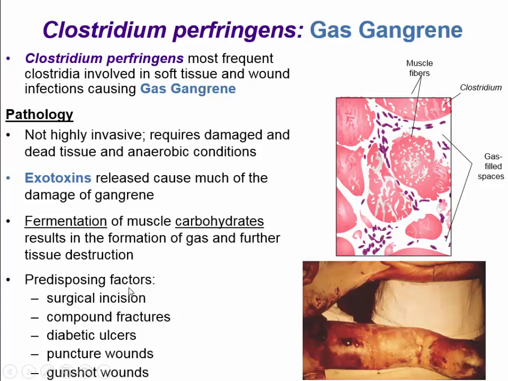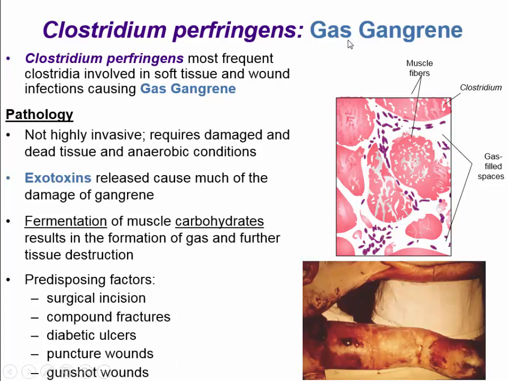And so predisposing factors are necessary for you to have an infection such as gas gangrene. You have to have an open portal of entry, which is a surgical incision, a pretty severe fracture, diabetic ulcers, or puncture wounds from, say, a cat bite, and then you have that contaminated with the endospore. And then, of course, things like gunshot wounds.